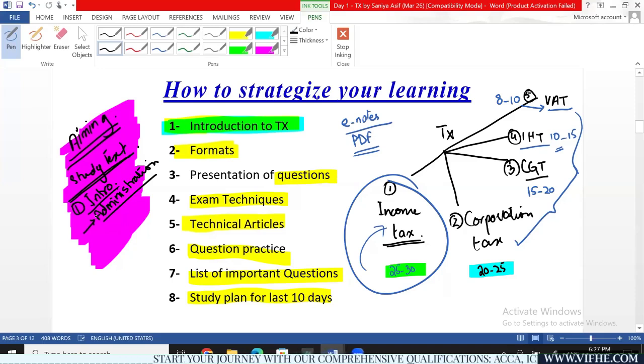But if you want to grab a good passing score in the 60s or 70s, then it is not mandatory to go through the study text. Your e-notes and PowerPoint slides are sufficient to let you have a good score.